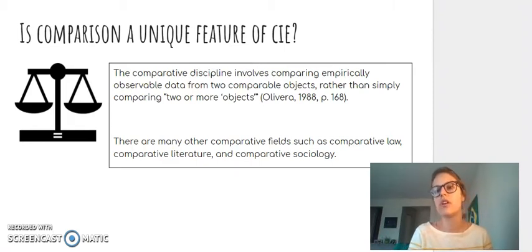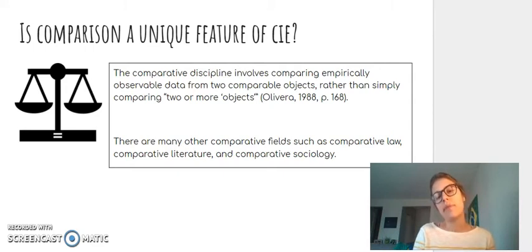Comparison is a critical element of the field, but is it a unique feature of CIE? Now, this is a question that's also hotly debated within the field, but it's something we naturally do when making decisions. Should I choose this or this? Which one's better? However, according to Carlos Oliveira, comparison in the general sense is distinct from the comparative discipline. So the discipline is different. The comparative discipline involves comparing empirically observable data from two comparable objects. So we're not comparing apples to oranges, we're comparing apples to apples or oranges to oranges, rather than simply comparing just two or more objects, like I said.